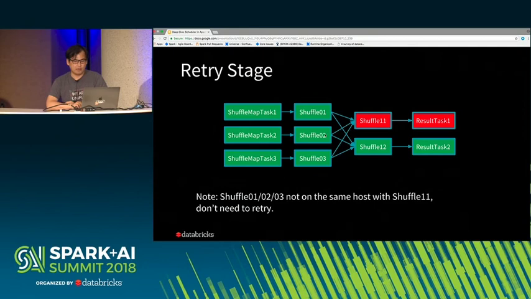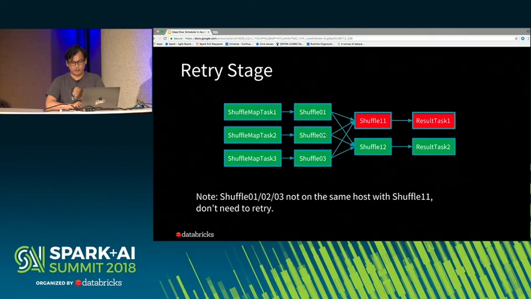So how do we retry a stage? For this example, result task 1 is trying to fetch shuffle 1-1, and it hit a fetch failure. And in this case, the other shuffles, I mean shuffle 0-1, shuffle 0-2, and shuffle 0-3, are not on the same host as shuffle 1-1. So we just retry result task 1 to finish the stage retry.